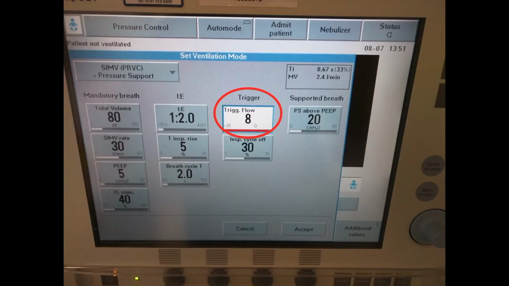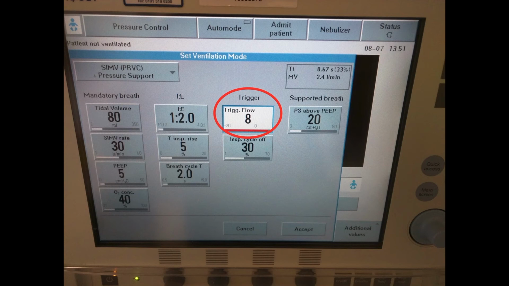So moving on to the trigger. You can see that on the screen here. As a default, the trigger is set as a flow trigger to a sensitivity of 5. And what I would recommend if you're setting the ventilator up for the first time, don't touch this. You really should only be adjusting this if you're having trouble with your patient on the ventilator. And I'll explain this a little bit more now.